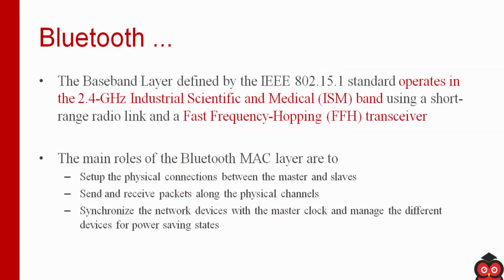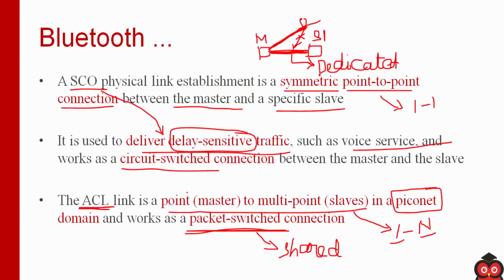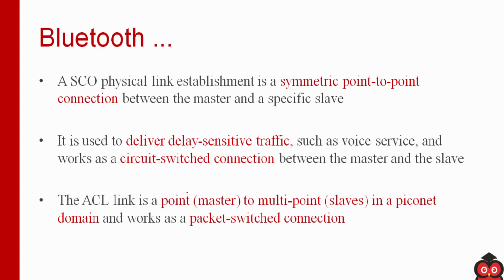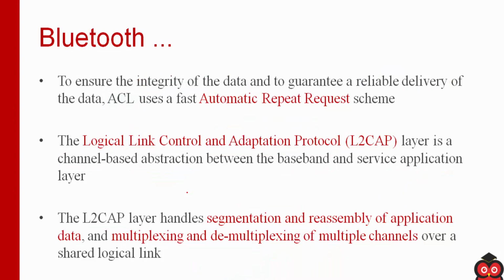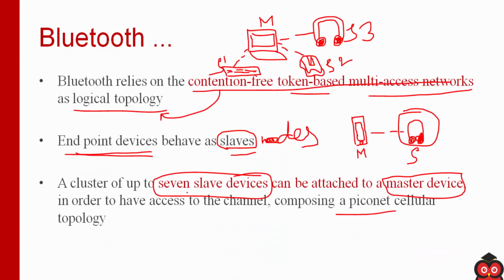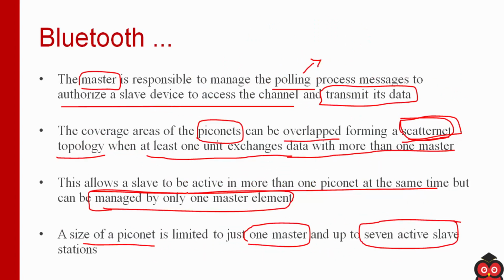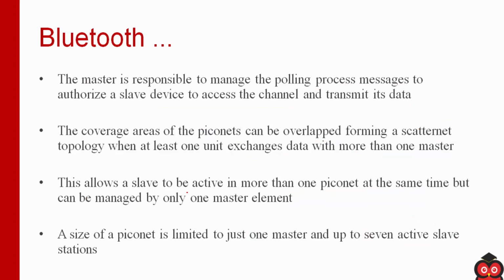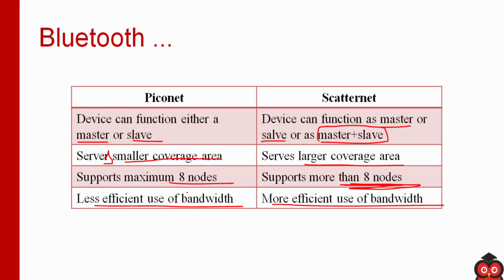Then we have seen the roles of the MAC layer, and some points about the link management protocol, and we have seen two types of links, synchronous connection oriented and asynchronous connectionless. Then we have seen the L2CAP layer. We have seen some more important points about Bluetooth, and finally the topologies, Piconet as well as Scatternet, and the differences between Piconet and Scatternet. So that is about Bluetooth.